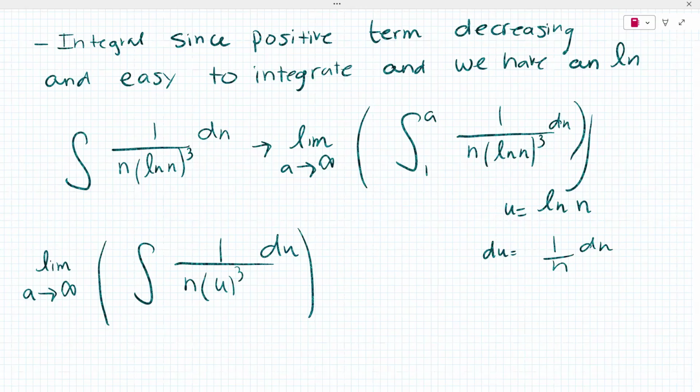Oh, no, we have 1 over n dn. What you could do is replace that with du. Do you see that? When we take the derivative of ln of n, we get 1 over n dn. Now you can just replace that with du, so you don't really need this 1 over n.